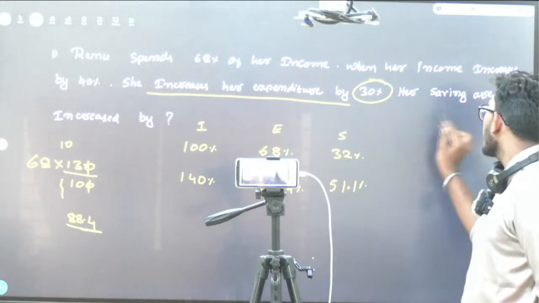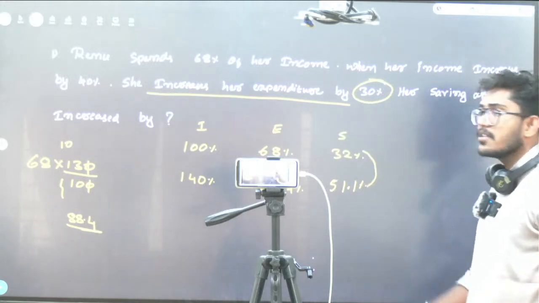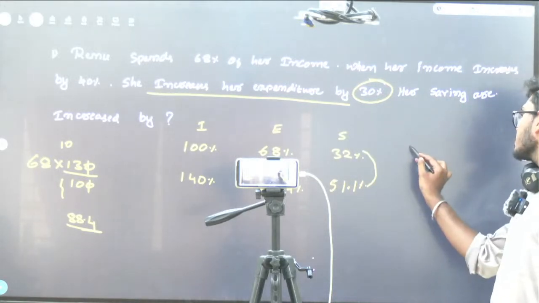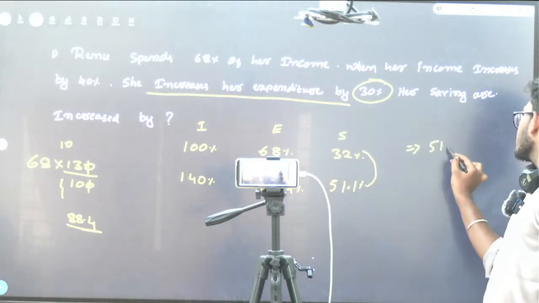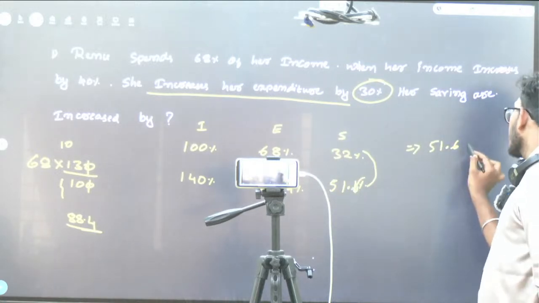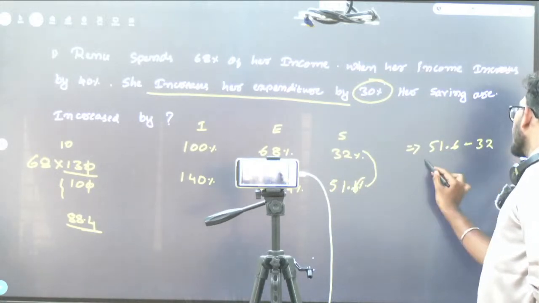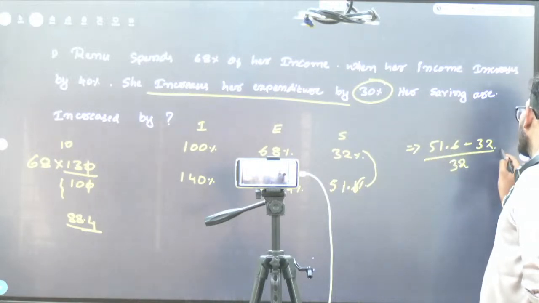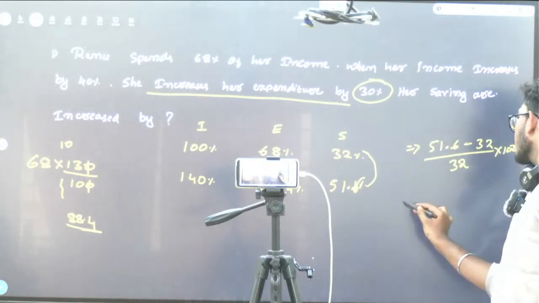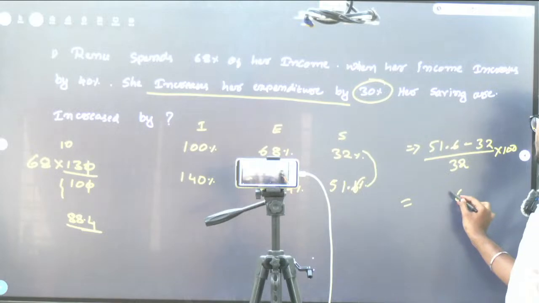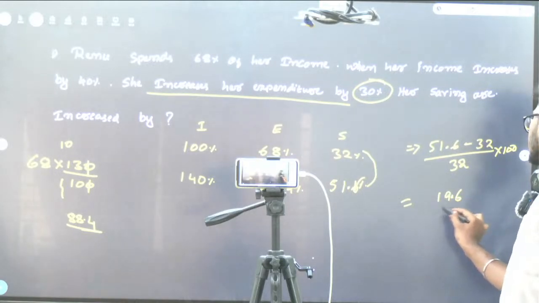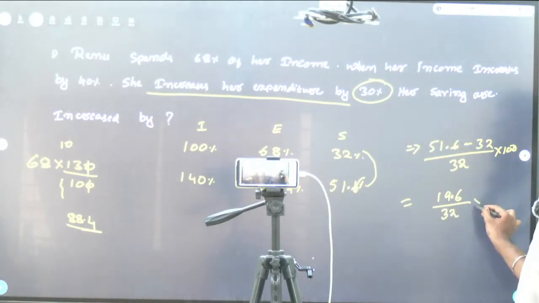Now what did they ask? Her saving has increased by how much? Change formula: 51.6 minus 32 divided by 32 into 100. Approximate answer you have to tell. Difference how much you getting? 19.6 divided by 32 into 100.